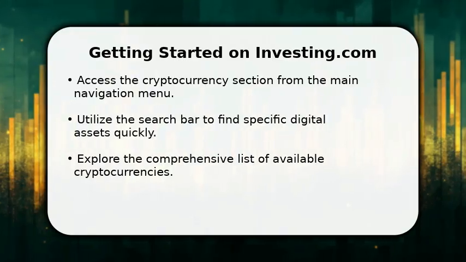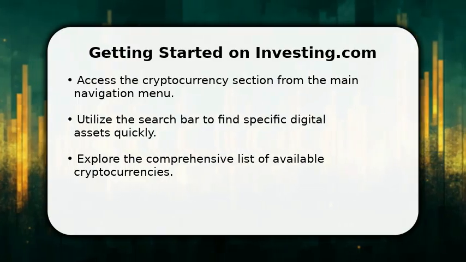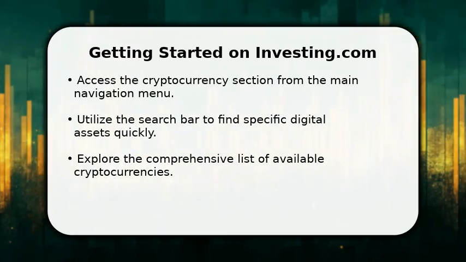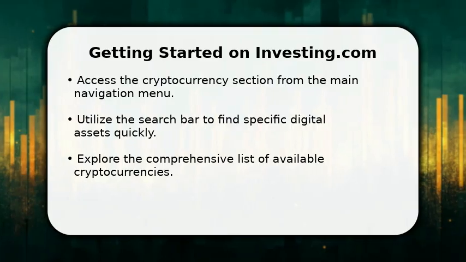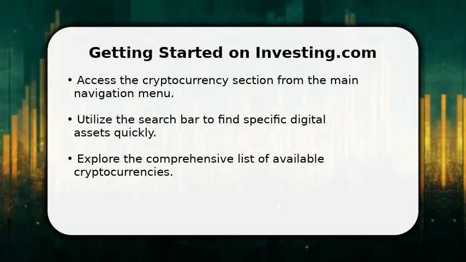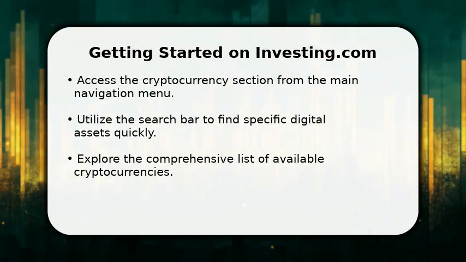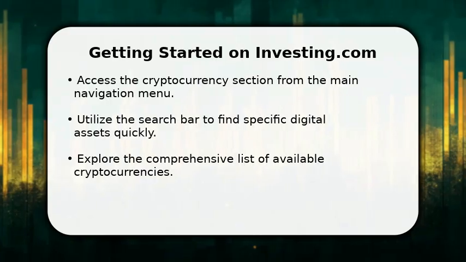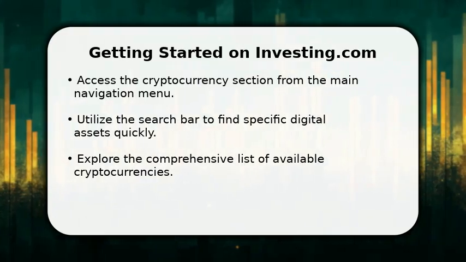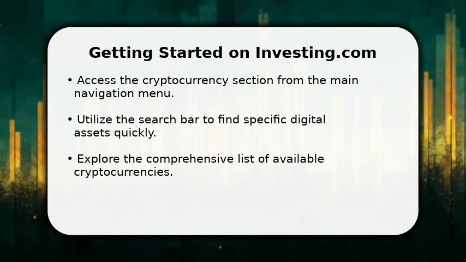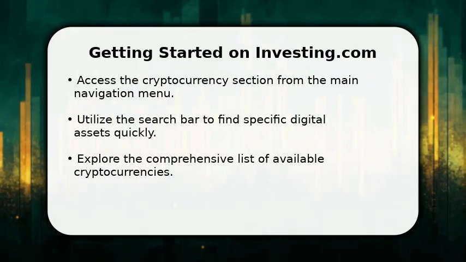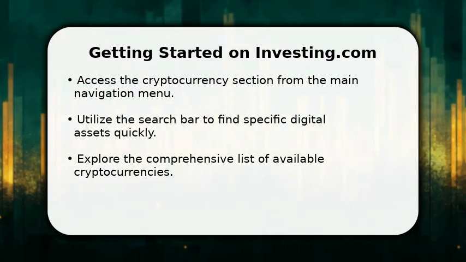In this video, I will show how to use investing.com for cryptocurrency. First, navigate to the investing.com website. From the main navigation bar, locate and click on the cryptocurrency tab. This action will direct you to a dedicated page showcasing various digital assets. You can then use the search bar to find a specific coin or browse the extensive list provided.